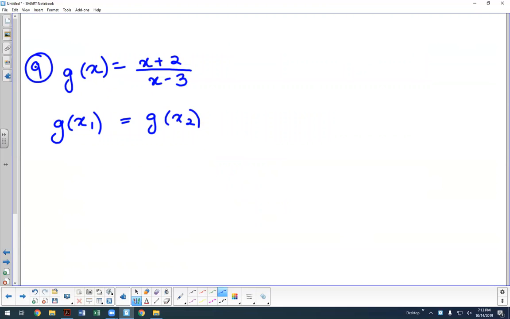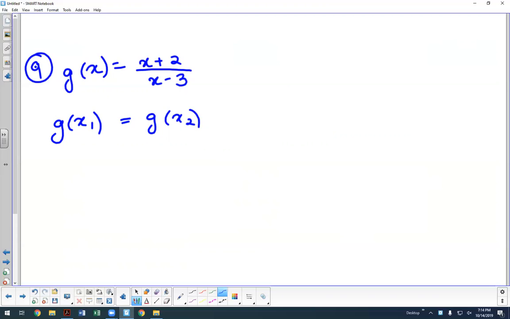But if we cannot prove that x1 is equal to x2, that means this function is not 1-to-1. So our goal ultimately is at the very end to get x1 equals x2. That's how I know that this function is 1-to-1. If I don't get x1 equals x2, it's not a 1-to-1 function, which means there's no inverse for this guy. So bear with me. Let me show you how this goes.